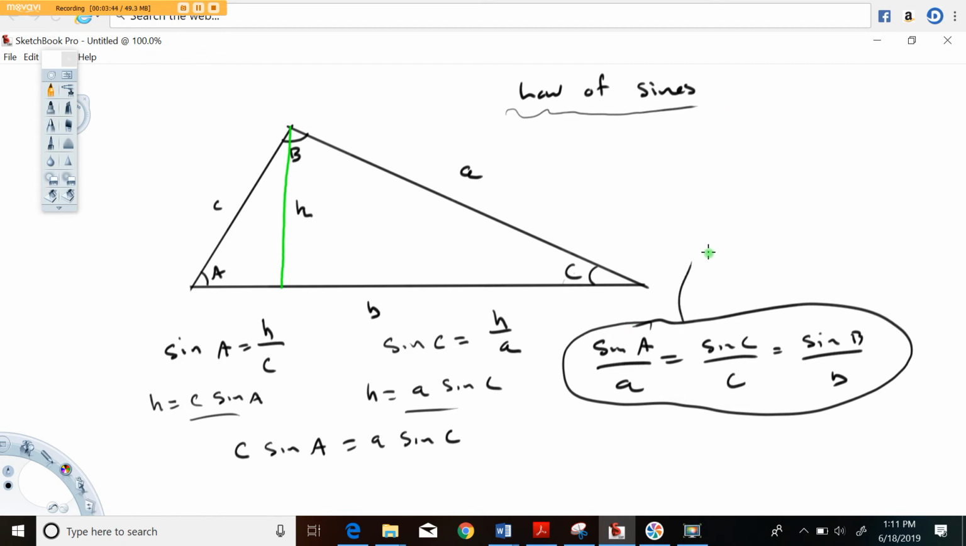This applies to all triangles. That's very important. Normally we will apply it to non-right triangles, triangles that do not have a 90-degree angle in them, but generally speaking, it applies to all triangles. It can always be applied. Sine theta, cosine theta, and tan theta can only be applied to right triangles. They have to have a 90-degree angle in them. But the law of sines, and what we're going to talk about tomorrow, the law of cosines, both apply to all triangles.